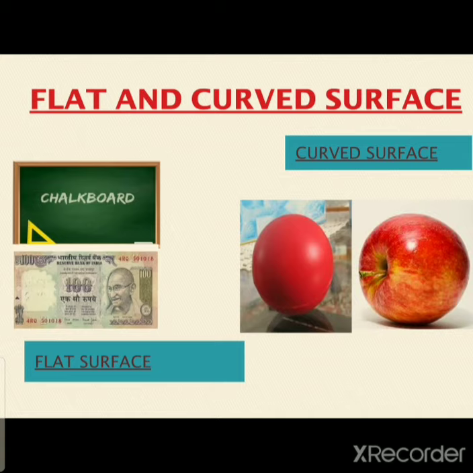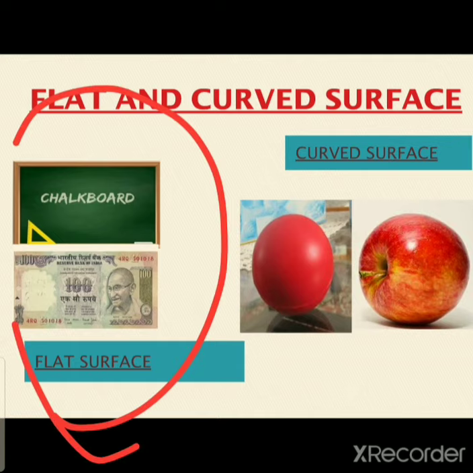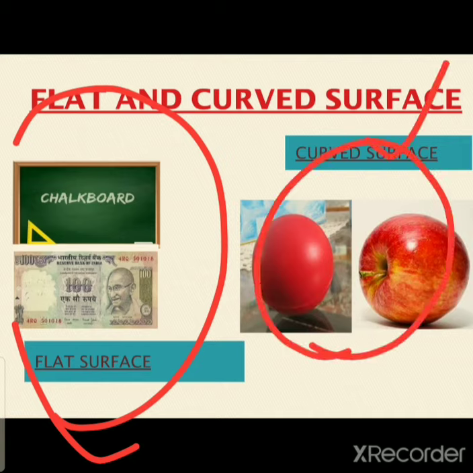Let us understand what is flat and curved surface. Flat surface means surface of a board, surface of a 100 rupees note, surface of a paper. These are the examples of flat surface. And curved surface: ball, an apple, an orange. These are the examples of curved surface. Understood this?